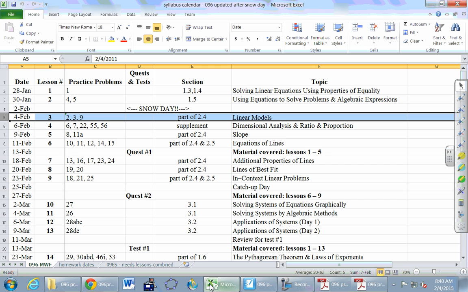Last class we had a snow day, which means that everything in the calendar that I gave you in the syllabus on the first day is wrong. So you're going to use this calendar instead. There should be a copy of this calendar on your table, so grab a new copy, okay? The old syllabus calendar is no more.